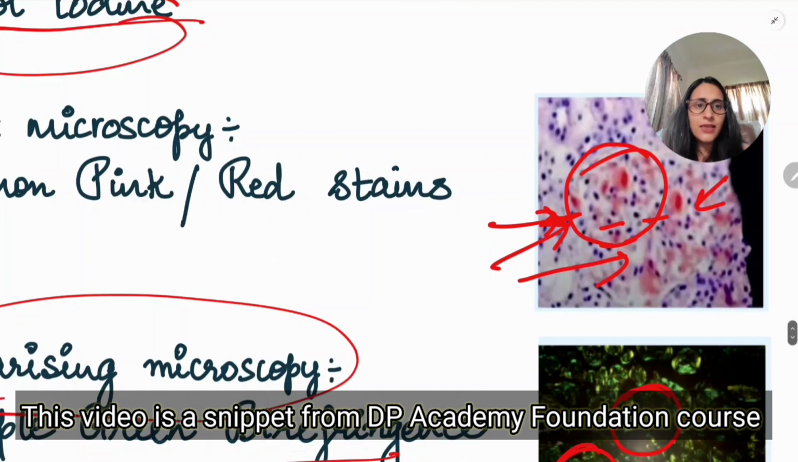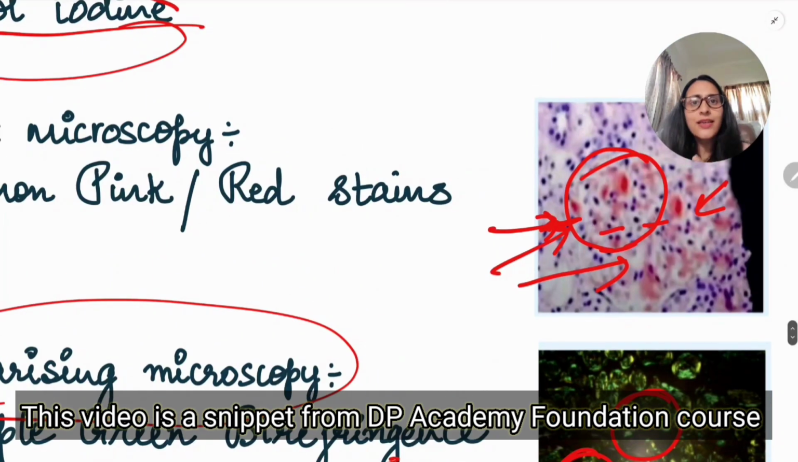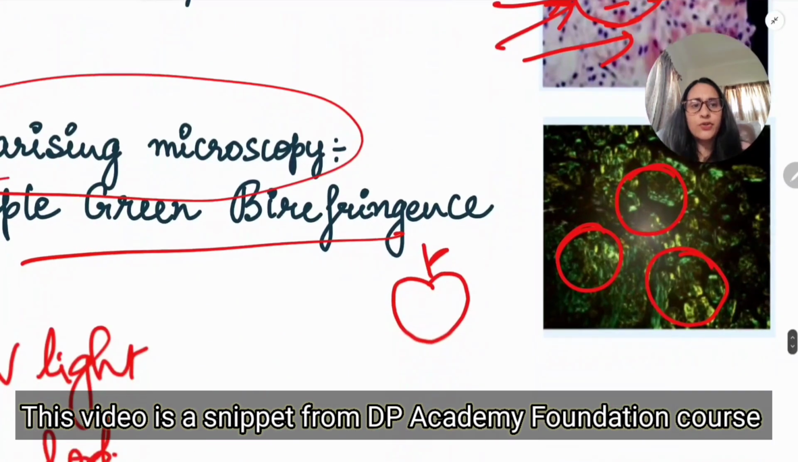So on the Congo red, which is the best stain, red color is seen. As the name suggests, Congo red means if it is positive, red color stains are going to come for amyloidosis.